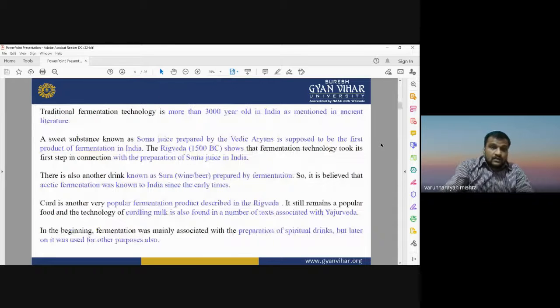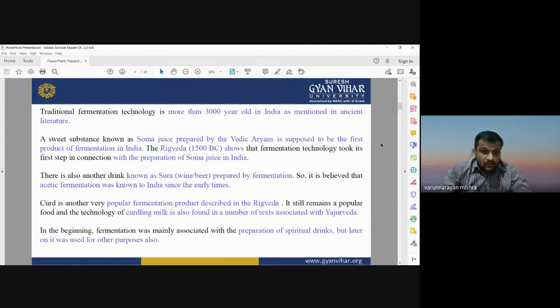So traditional fermentation technology, the recent developments in the fermentation process, is more than 3,000 years old in India, as mentioned in the ancient literature. A sweet substance known as soma juice that was prepared by the Vedic Aryans is supposed to be the first product of fermentation in India. The Rig Veda, that is around 1500 BC, shows that fermentation technology took its first step in connection with the preparation of soma juice in India. Soma juice, you can call it alcohol.